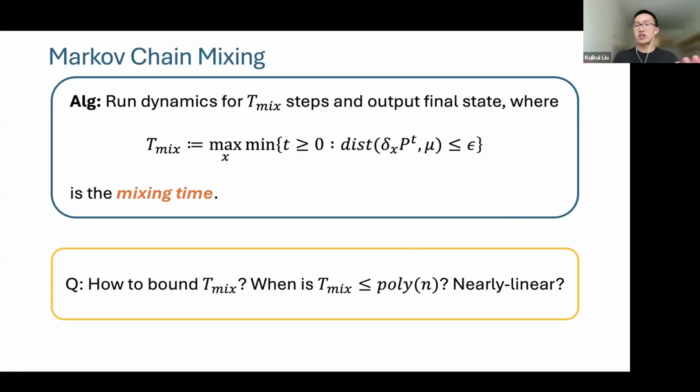When is it upper bounded by a polynomial in the size of the input? That would be sufficient for, quote unquote, efficiency, at least to a theoretical computer scientist. And also, maybe when is it linear in the size of the input? That would be a more practical notion of efficiency.